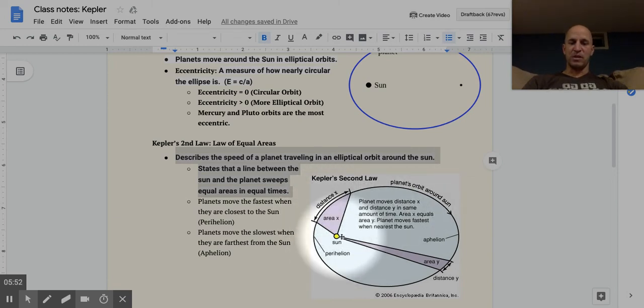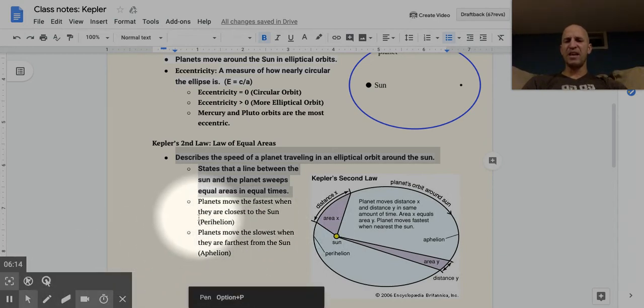Here's our sun. So pretty much what this law says is planets move distance x and distance y in the same amount of time. So the time it takes to move from here to here is the same amount of time a planet takes to move from here to here. And there's a reason for this. And I'm going to go back over here to the notes.